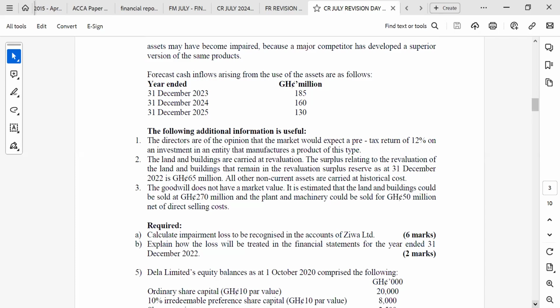Required: A. Calculate the impairment loss to be recognized in the accounts of Ziwa Limited. B.